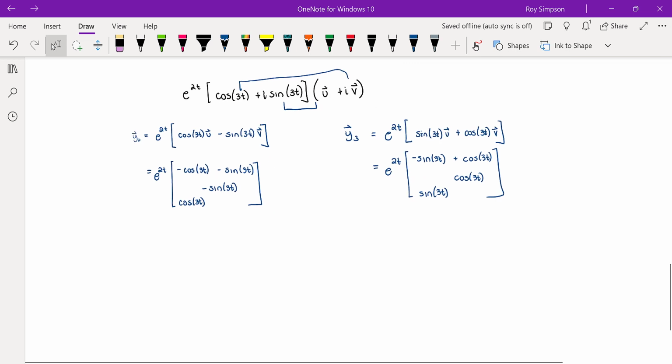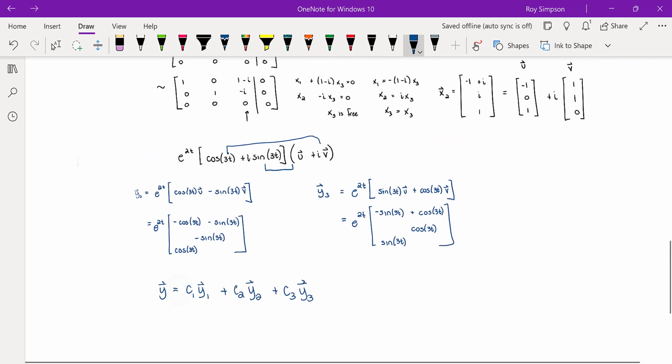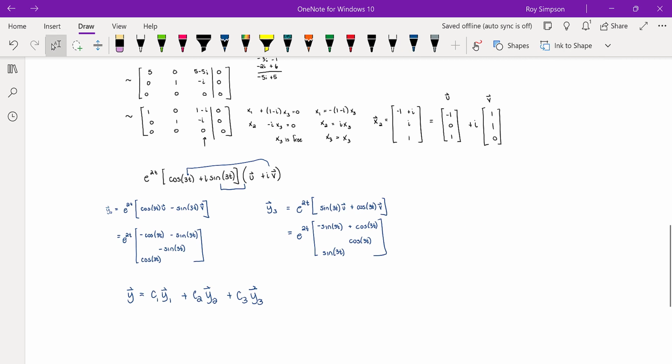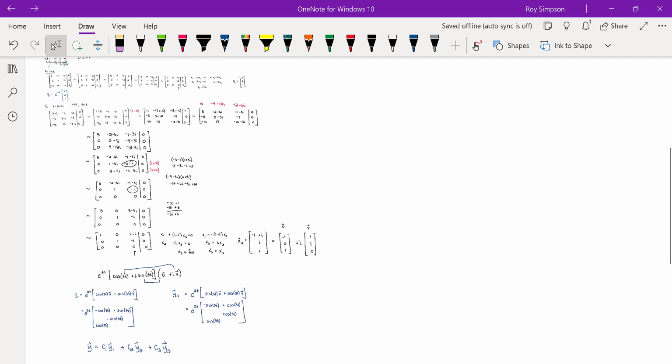And then the final answer is the vector that is the linear combination of y1, y2, and y3. I actually prefer to do this in a lecture video than live because, again, this is mind numbing. All right, so that's it. We're done.